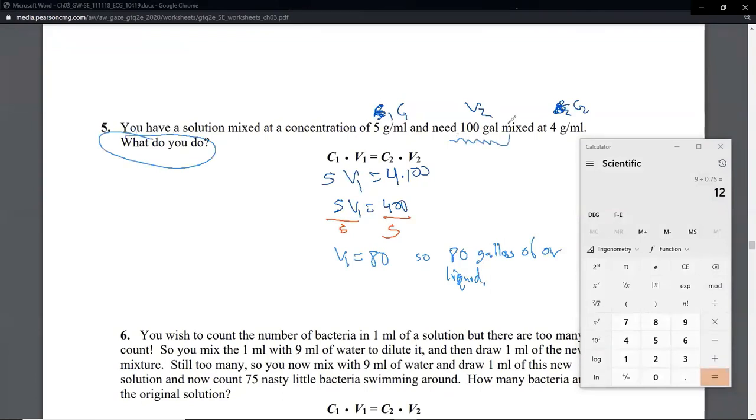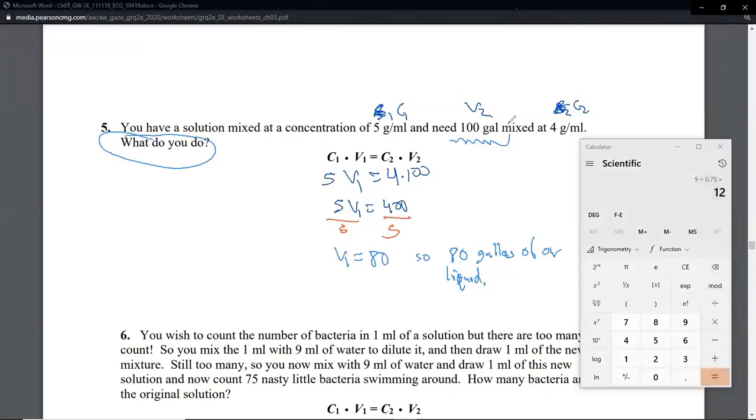The customer actually wants 100 gallons. At the concentration we have behind the counter, at 5 grams per milliliter, in order to get the total amount of the cleaning agent, we only need to give the customer 80 gallons because it's stronger than what they need. They want 100 at a weaker solution, so we only give them 80.